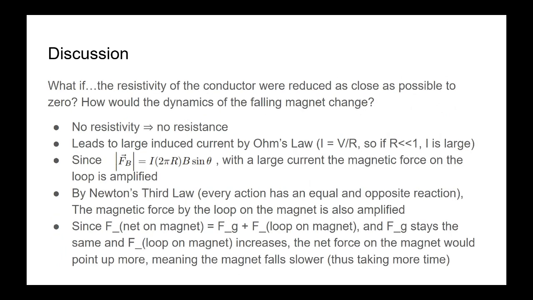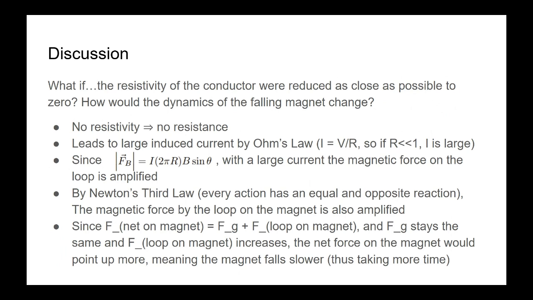So if the resistivity of the conductor was reduced to practically zero, this would mean that there would be no resistance, which would lead to a large induced current since I equals V over R and R is very small. So the magnitude of the force, which is directly proportional to the current, would be now much higher. And by Newton's third law, the magnitude of the force by the loop on the magnet would also be amplified by the same amount.